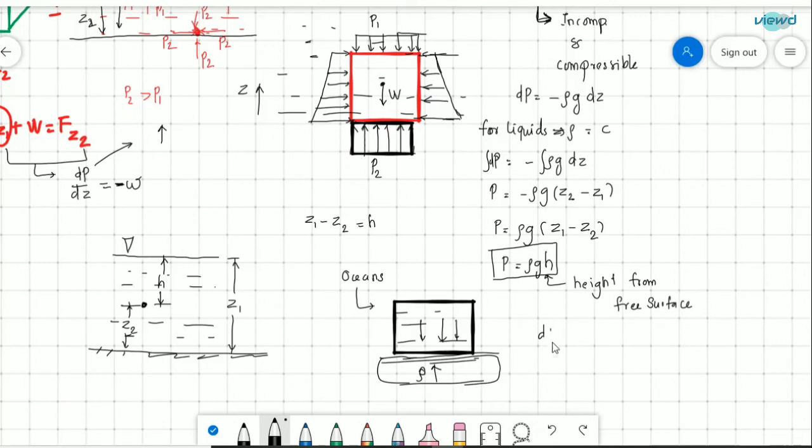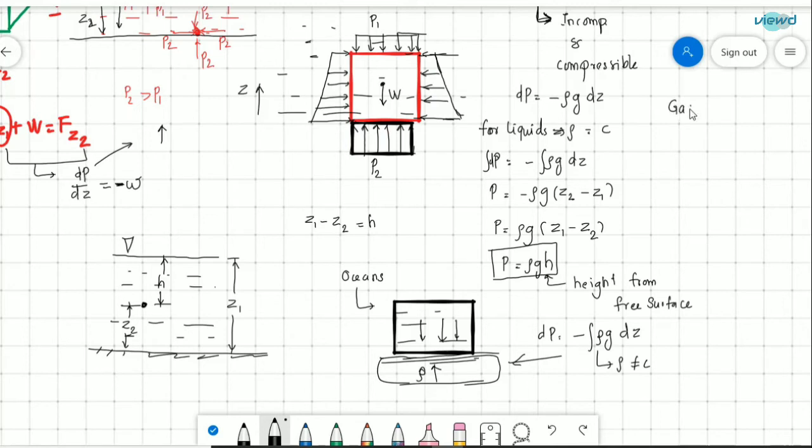So in that case, we use dP is equal to minus integral rho g dz. And here rho is not constant, which means rho increases as we go deep into the ocean. So with z, rho also increases. In that case, rho is not a constant.